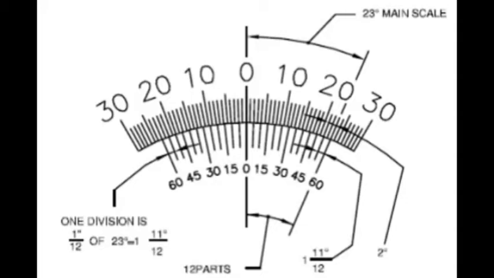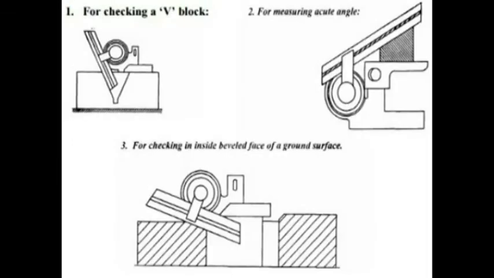So now, what are the uses of the vernier bevel protractor? It is used for checking the inside beveled face of the ground surface, it is used for checking V blocks, and it is used for measuring acute angles. Okay, so this is the vernier bevel protractor.